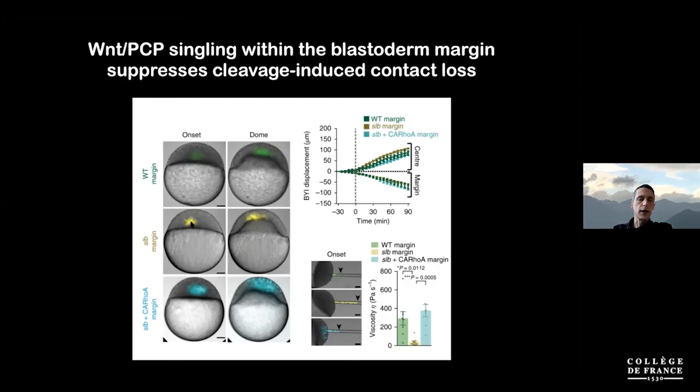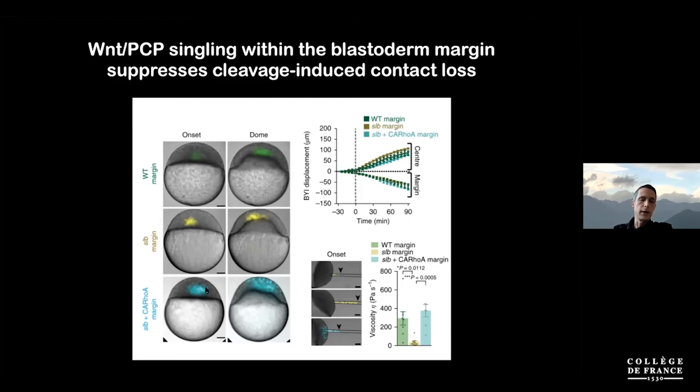Then she took tissue from the margin of a Wnt signaling defective embryo, a mutant embryo for the Wnt PCP pathway, and put it into the center of a host embryo. Now, what she noted is that this tissue, which she took from the margin of a mutant embryo, is actually fluidizing. So it's ectopically fluidizing, even though it comes from the margin. And once it is ectopically fluidizing, it's not inhibiting doming movements anymore. So it behaves like a central tissue here.